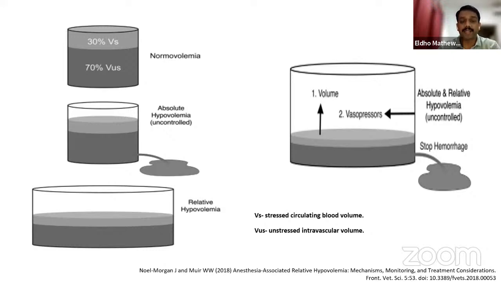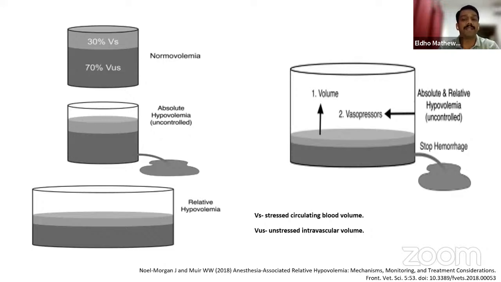In the first figure, VS is the circulating blood volume, and VUS is the unstressed intravascular volume. In normovolemia, there is 30% stressed circulatory volume and 70% unstressed intravascular volume. In absolute hypovolemia, there is actual loss of intravascular volume. In relative hypovolemia, the capacity of the vascular system is increased.